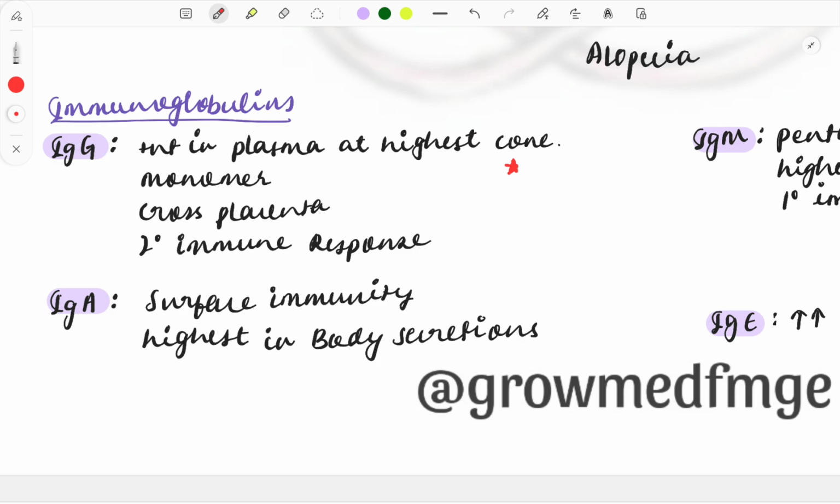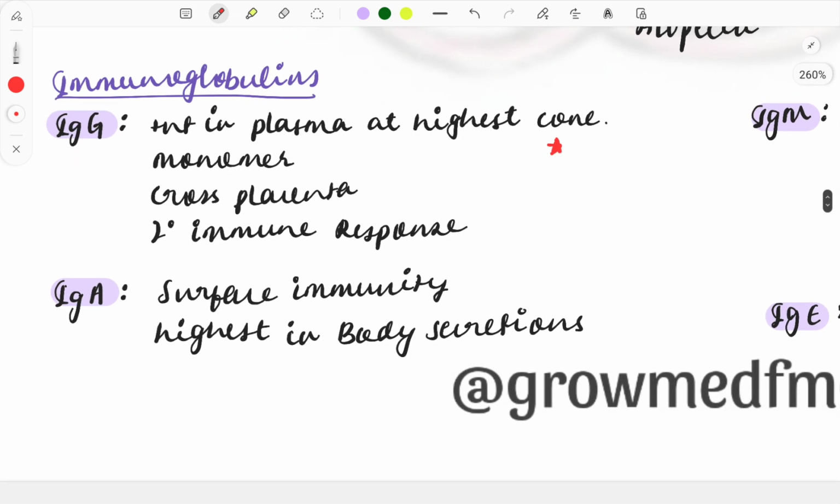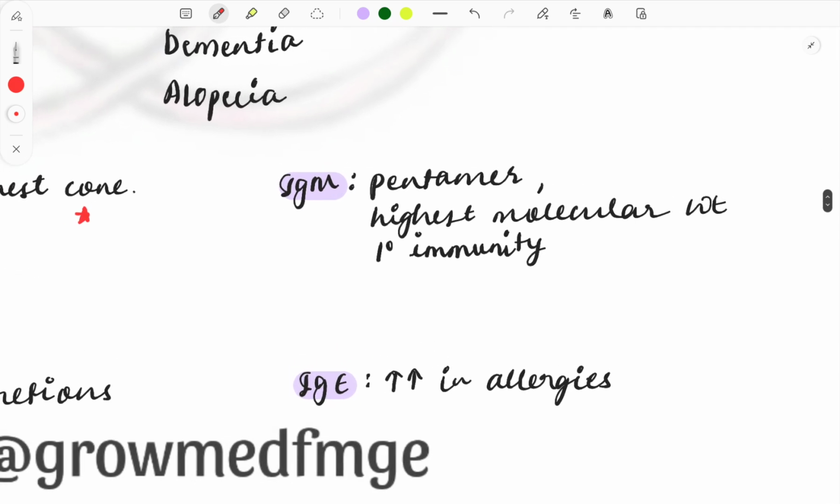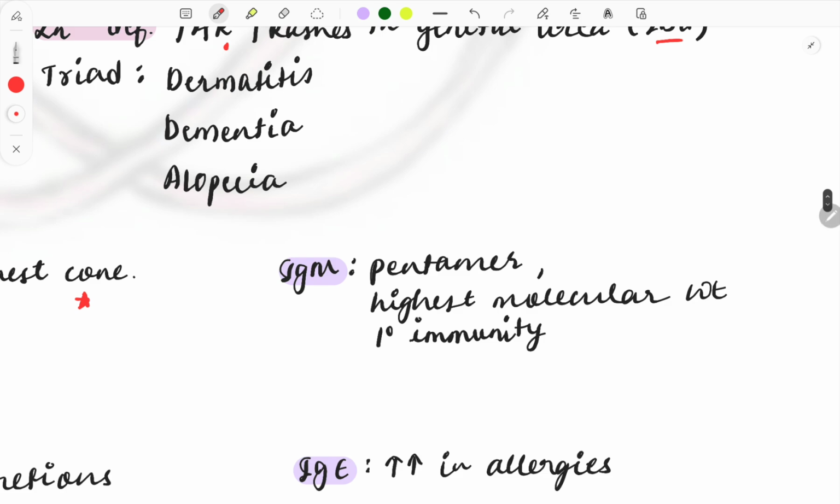It is a monomer, crosses the placenta, and provides secondary immune response. Now about IgA, it provides surface immunity and is highest in the body secretions. Then IgM, it is a pentamer having the highest molecular weight and provides primary immunity. So we know the image of the structure of this IgM. It looks like this, like this, like this. So five units of light chain and heavy chain together make one immunoglobulin, which is the pentamer.